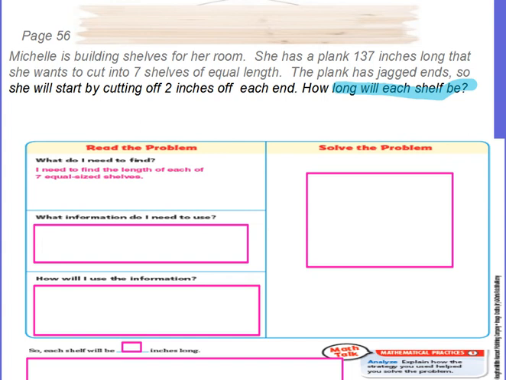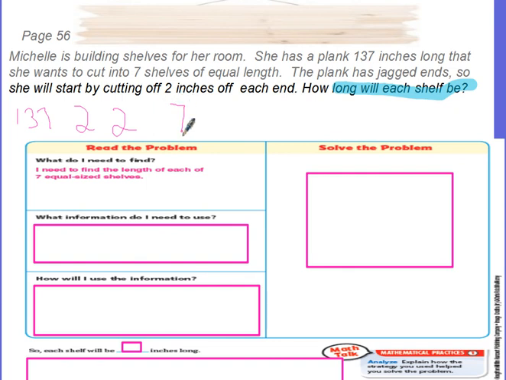Well, what information do I need? Well, first I need to know how much I have. I have 137 inches. And then I need to know that, oh, I'm cutting off 2 on each end, so I need 2 groups of 2 because I've got 2 ends. And I also know I have 7 shelves.